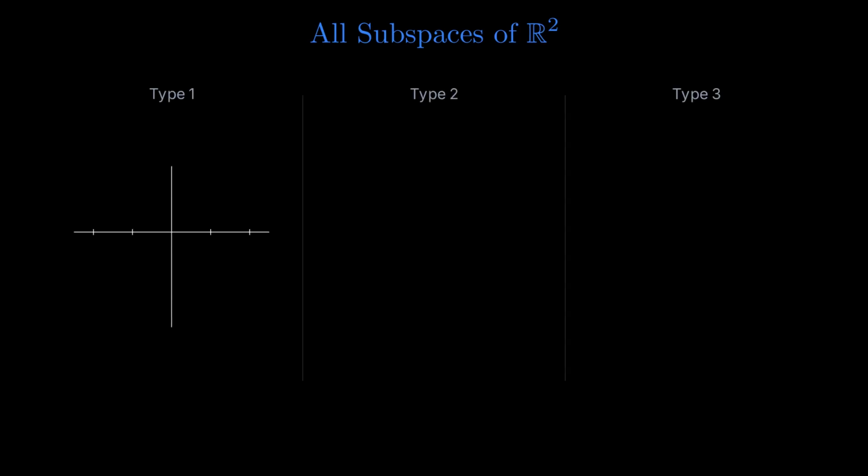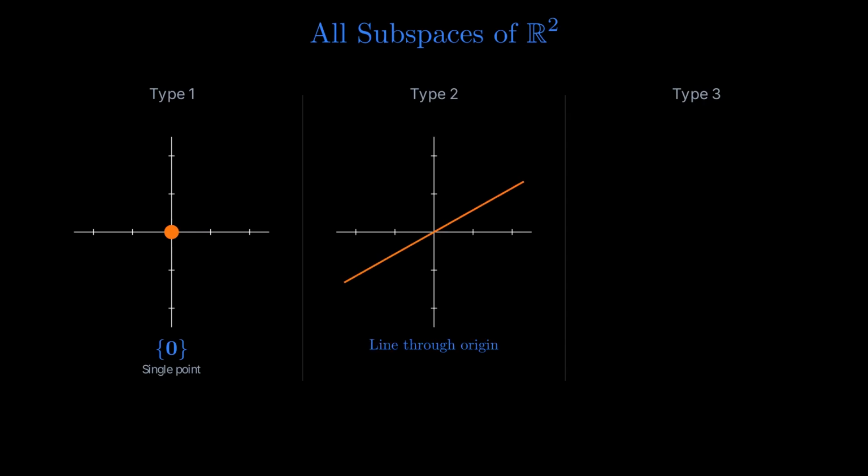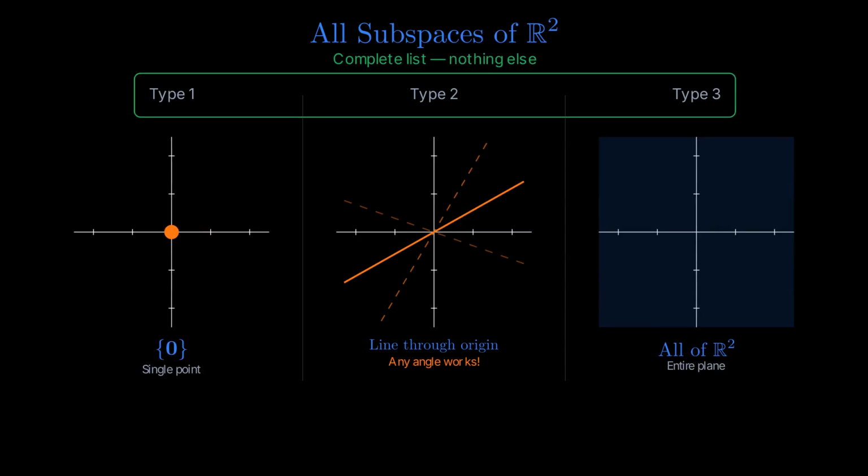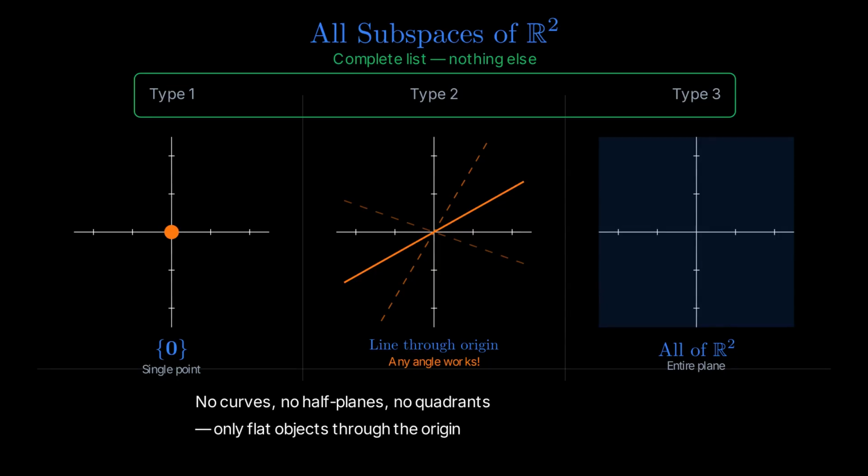Now let's catalog what does qualify. Every subspace of R2 falls into exactly one of 3 types. First, the set containing only the zero vector, just the origin, a single point. Second, any line through the origin, tilted at any angle you like. As long as it passes through the origin, it's a valid subspace. Third, all of R2 itself, the entire plane. That's the complete list. Nothing else, no curves, no half planes, no quadrants, only flat objects passing through the origin.